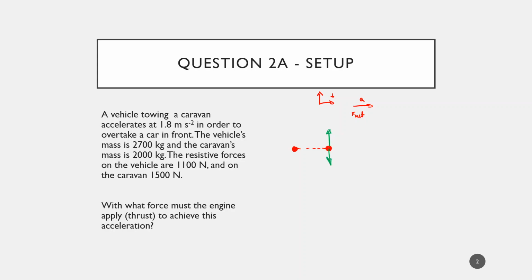Same thing with the vehicle. Gravitational force will cancel out the normal force, with no effect on the horizontal motion whatsoever. So we can ignore all that. The forces that will have some effect on the motion are all the horizontal ones. So we know that the car, this object here, which we'll call C, actually, no, that's confusing. C for caravan, V for vehicle.